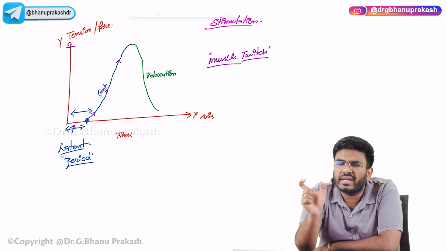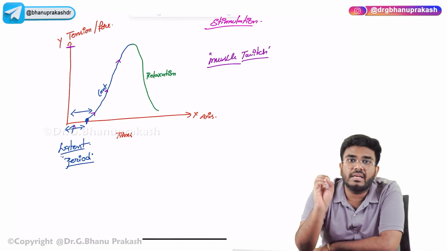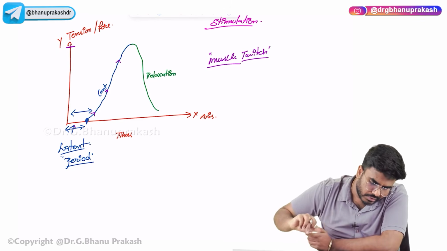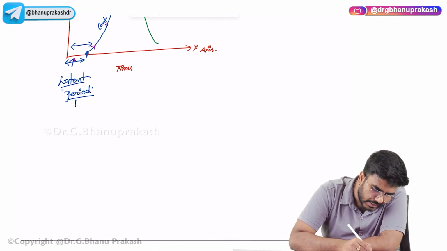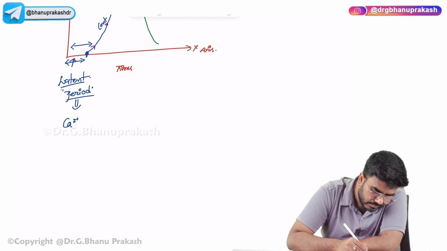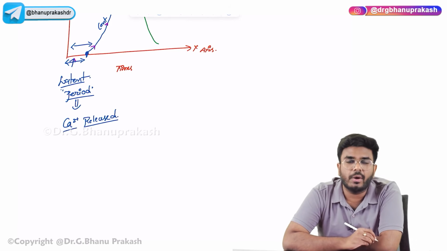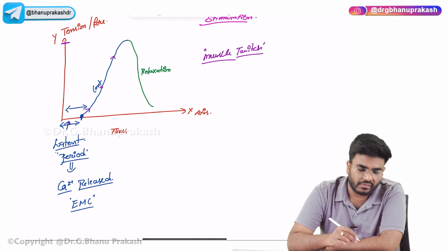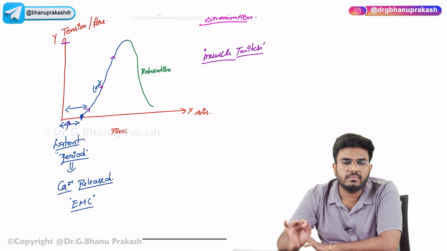So during the latent period, what exactly is happening? If you have to say it in one single word, during the latent period, the calcium is getting released from the sarcoendoplasmic reticulum with the help of electromechanical coupling. Due to electromechanical coupling, the calcium is getting released. After that, contraction, relaxation. Done.